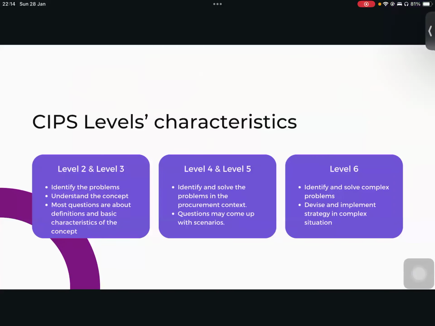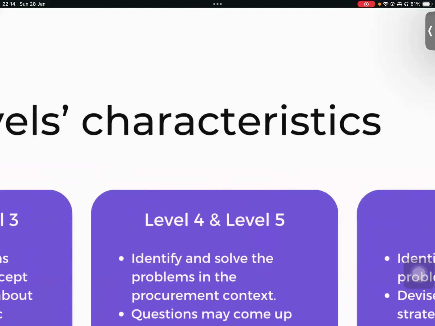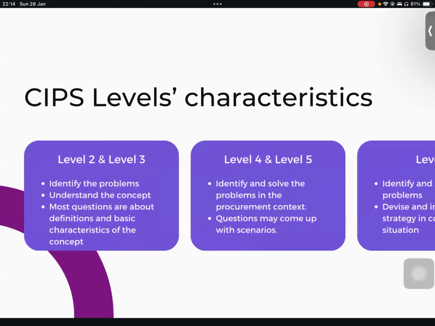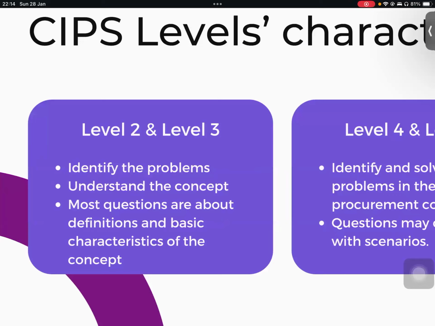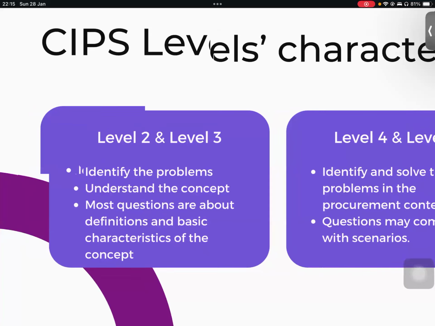Before I say how you should choose your module, let's look at the requirements and characteristics of CIPS at each level. With level 2 and level 3, they don't require you to do a lot of things. It is just about identifying the problem and understanding some key concepts within procurement and supply. The questions in these levels are mostly about definitions and some basic characteristics.